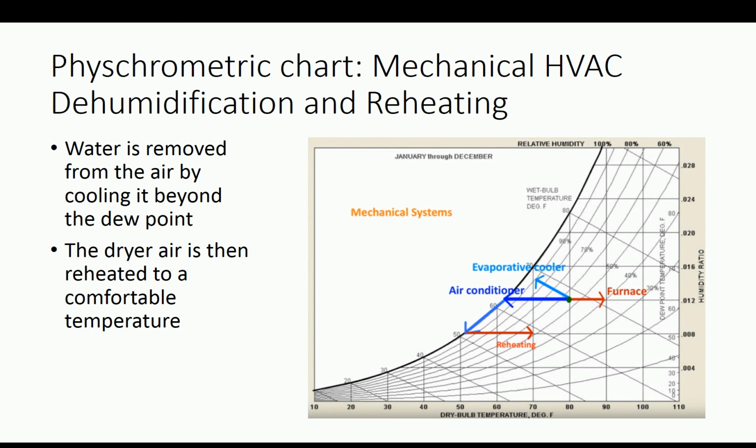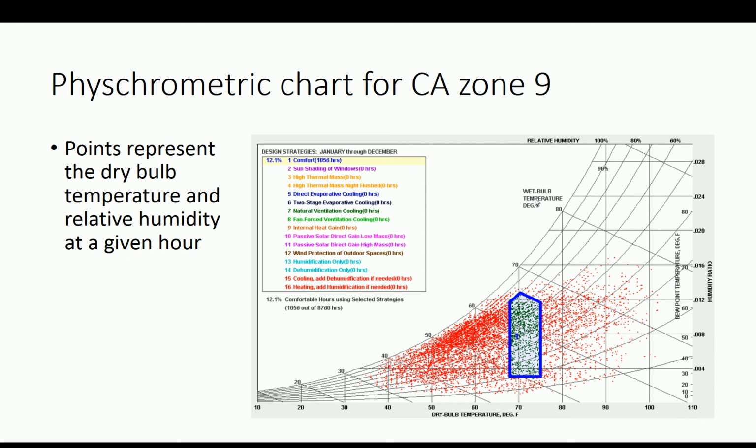All right, so this is the psychometric chart for climate zone 9. Climate zone 9 happens to be where Claremont is, which is where your house is, right? Where your project site is. On this psychometric chart, ignore this stuff up in here. All those words up there, just ignore them. What I want you to focus on is all of the red dots, and then focus on the green dots inside of that little graph. What do you guys think that blue line is?